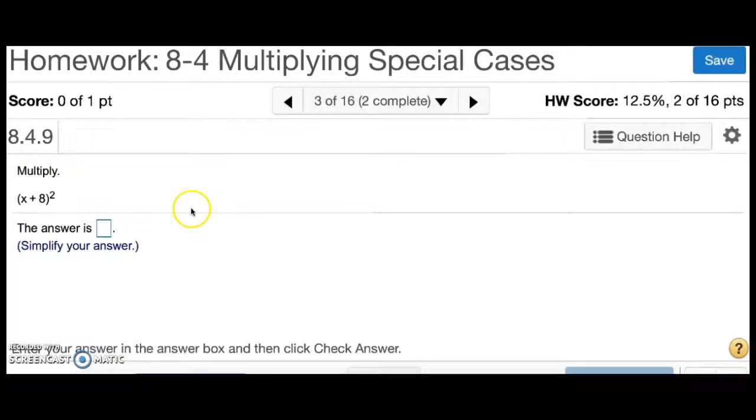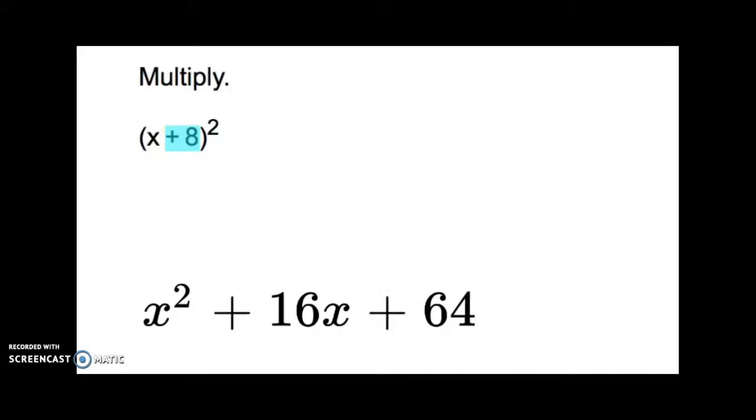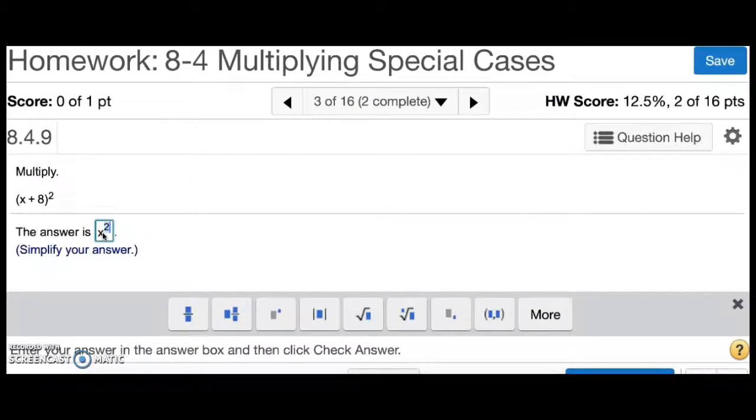That's number 2. Number 3 is asking you to multiply. So let's take a look. When we have a binomial being squared, like number 1, we start by squaring the first term and getting, in this case, x squared. Then we multiply the two terms together and double it. So it'll be 8x times 2, which is 16x. And then you square the last term, which gives you 64. So my answer is going to be x squared plus 16x plus 64. So typing it in, I have x squared plus 16x plus 64.